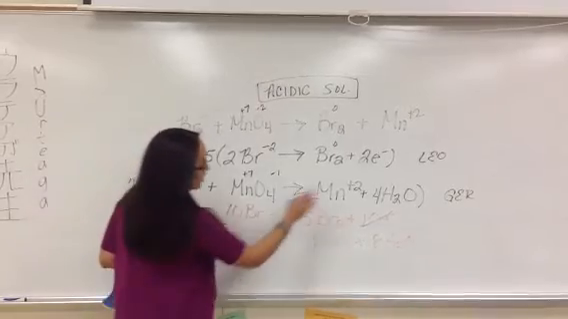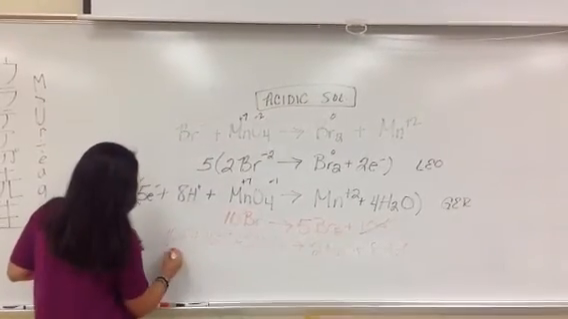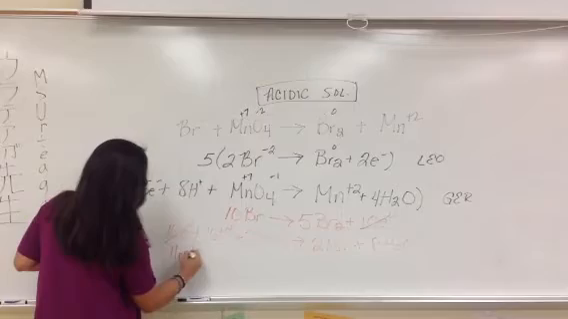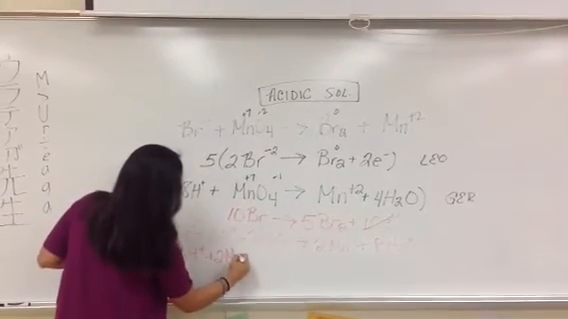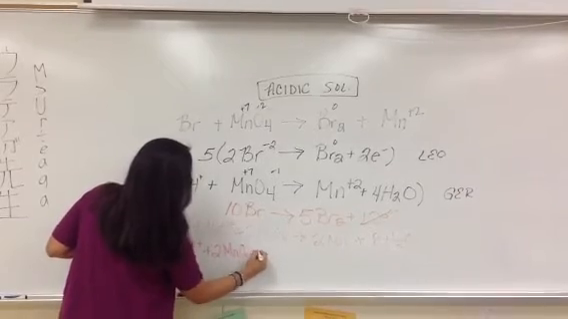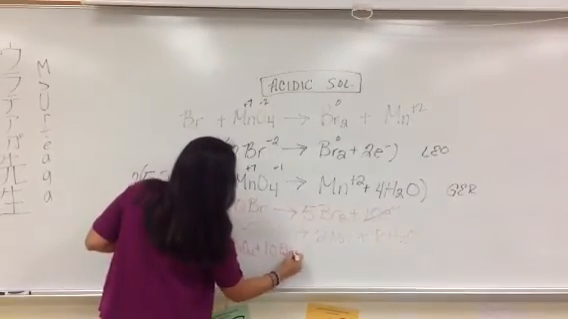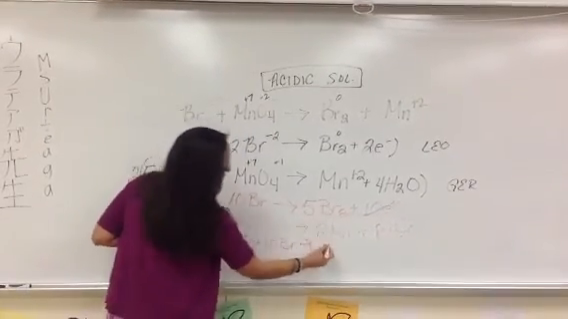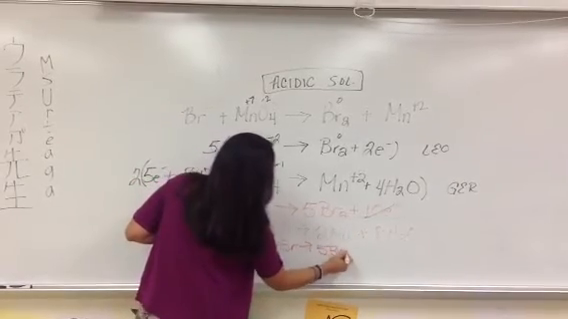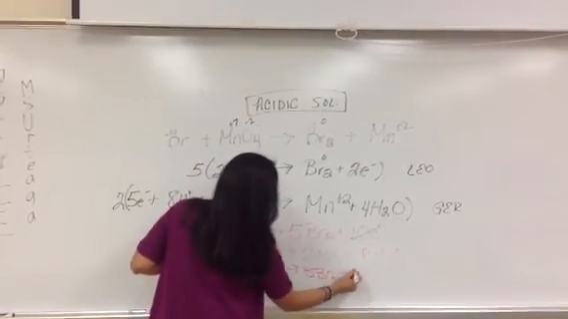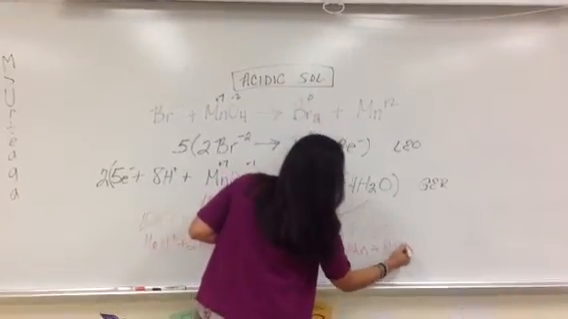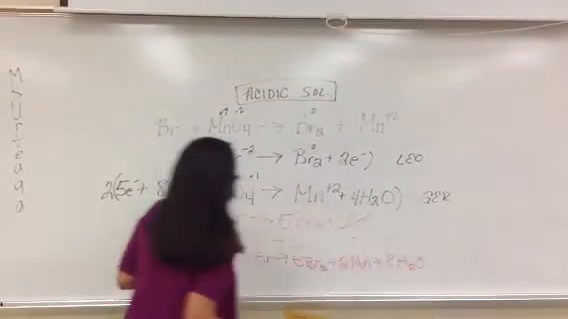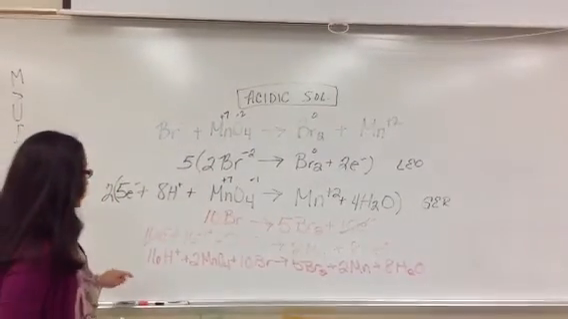and we are going to rewrite this entire equation by simply adding all my reactants together and all my products together. So you're going to have 16 H+ plus 2 permanganates plus 10 Br- yields 5 Br2 plus 2 Mn2+ plus 8 waters. Okay? Again, you can double check.